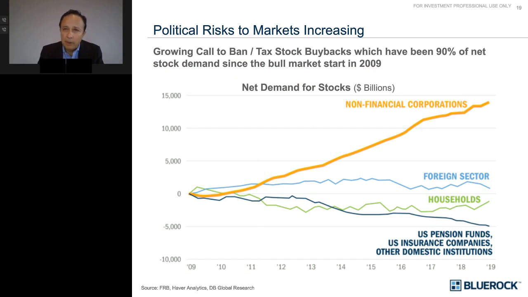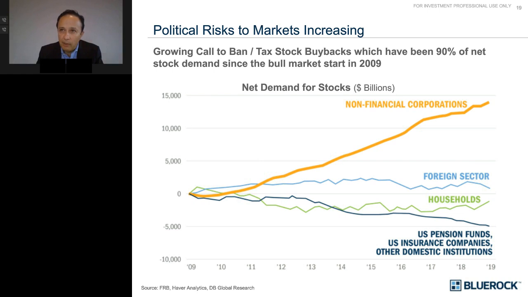Another potential risk, that shouldn't say political risk, it should say policy risk, is that corporate buybacks are now evil. Corporations should share the wealth as opposed to buy back their stock. What that discussion misses is the fact that corporate buybacks have been 90% of net demand for stocks over the last 10 years. Foreign sector has been very light. Households have been negative. Pension funds, insurance companies, other domestics have been negative.